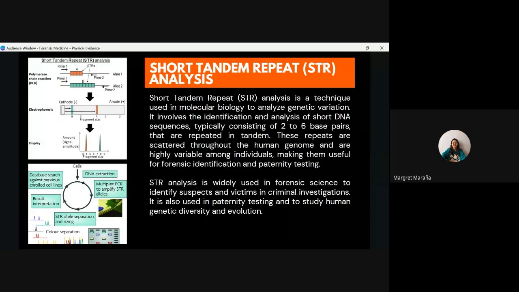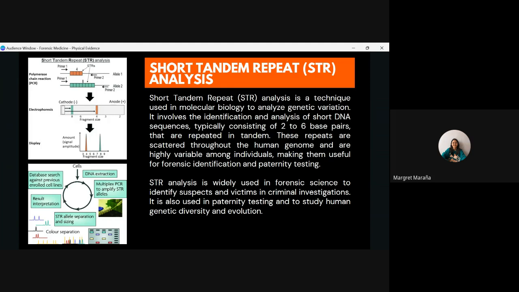For our example, gagamitin natin itong isang type of DNA analysis which is called short tandem repeat, STR for short, analysis. So, ang STR analysis, ang ginagawa nito, yung sections ng ating DNA between 1 to 5 nucleotides, may tinatawag tayong STRs. Yung STRs na to, section siya ng DNA between 1 to 5 nucleotides and nagre-repeat siya several times sa specific points ng ating DNA sequence.